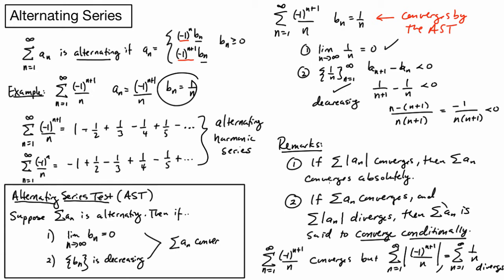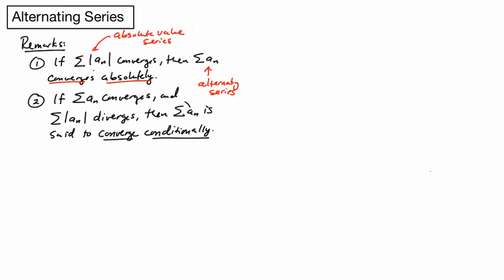Contrast that with absolute convergence, which is a much stronger form of convergence. Absolute convergence is when not only the alternating series converges, but so does its absolute value series. So I'm thinking of this as being the alternating series, and I'm thinking of this as being its absolute value series. So when the absolute value series converges, then the alternating series will also converge, and that's a stronger type of convergence called absolute convergence.